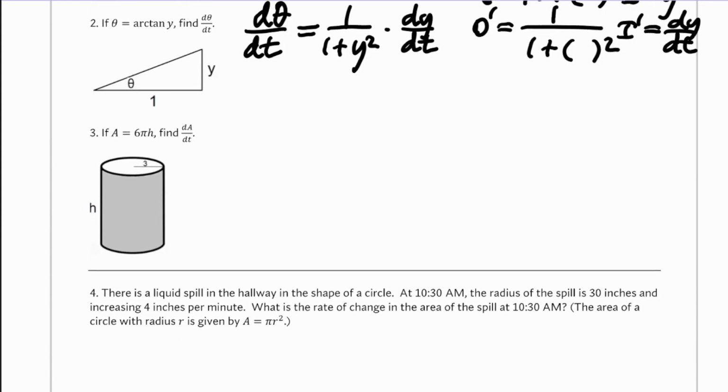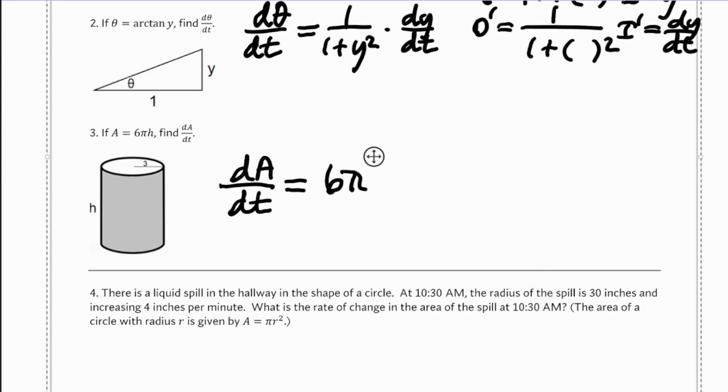Area is going to be 6 pi h, and we'll find dA dt. Well, 6 pi is just a number, so this derivative will just be 6 pi times the derivative of h.